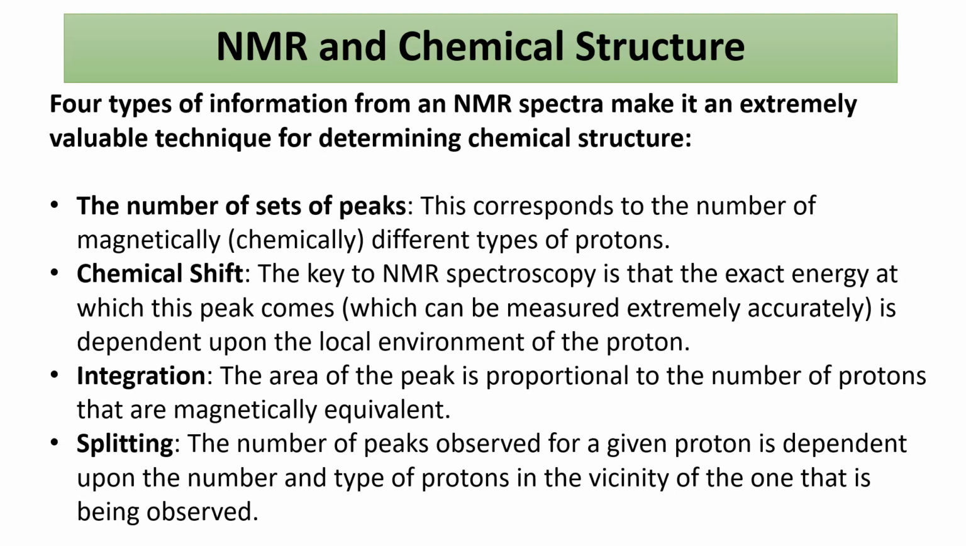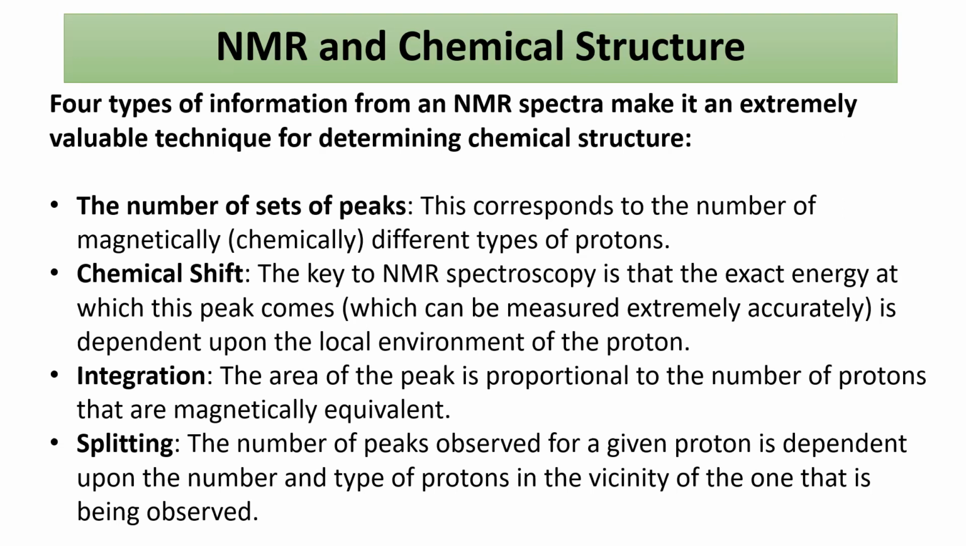All right, so NMR and chemical structure. There are 4 types of information from an NMR spectrum, which makes it an extremely valuable technique for determining a chemical structure. The first thing is the number of sets of peaks. You should probably write that down. The chemical shift, very important. The integration and the splitting. All this information can be used to put together the molecule that you've been assigned.